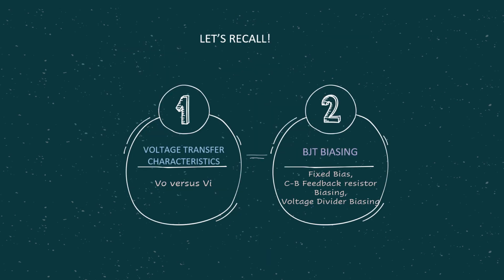So that's all related to this video, chapter 4C, where we have two subtopics. The first one is on the voltage transfer characteristics, and the second one is on the three BJT biasing circuits, which are the fixed bias, the one with the feedback resistor, and the one with the voltage divider biasing.